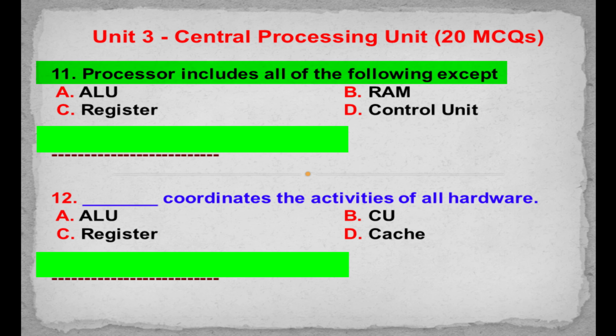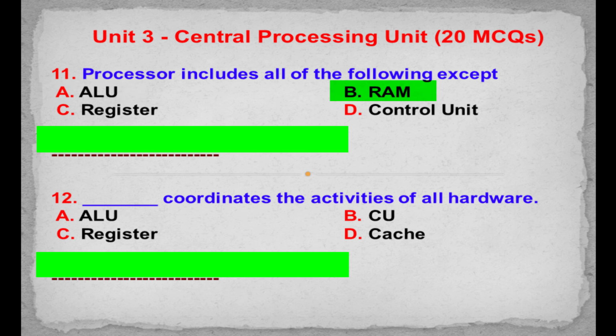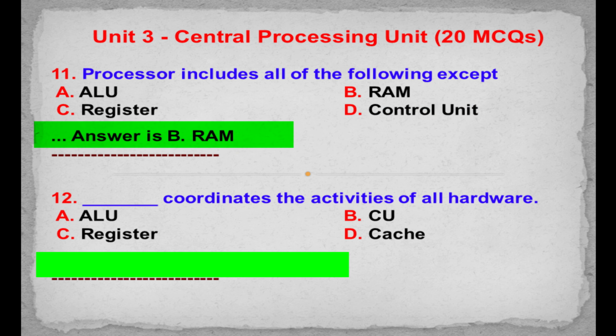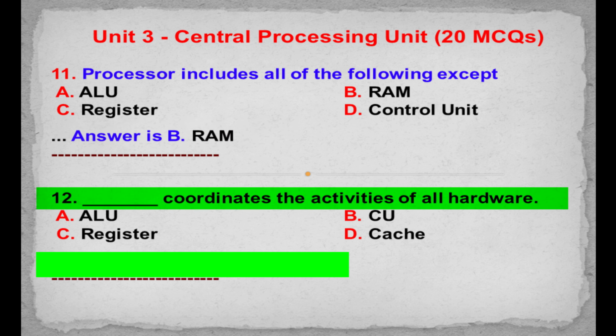MCQs number 11. Processor includes all of the following except Option A, ALU, Option B, RAM, Option C, Register, Option D, Control Unit. Correct answer is Option B, RAM.